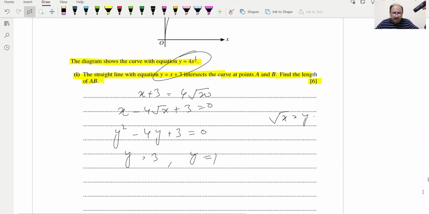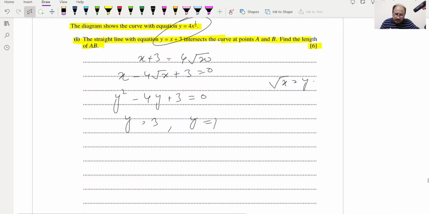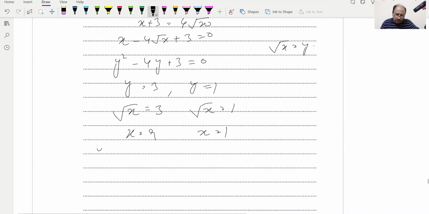You can apply the quadratic formula or factorization, whatever you like. So replacing the y values, under root x is equal to 1 and 3, and it means what? We can take the square, so x will be equal to 9 and x will be equal to 1. Now we can replace the values in y is equal to x plus 3.